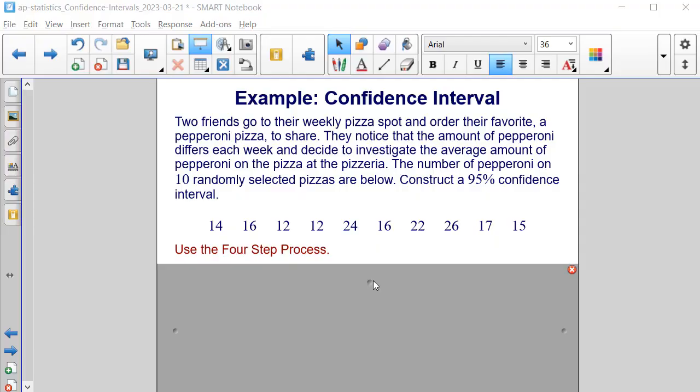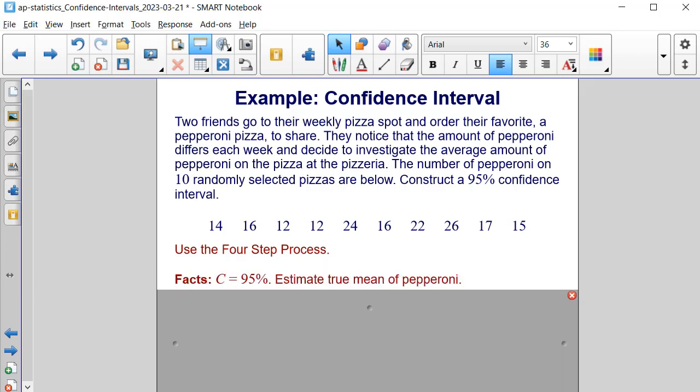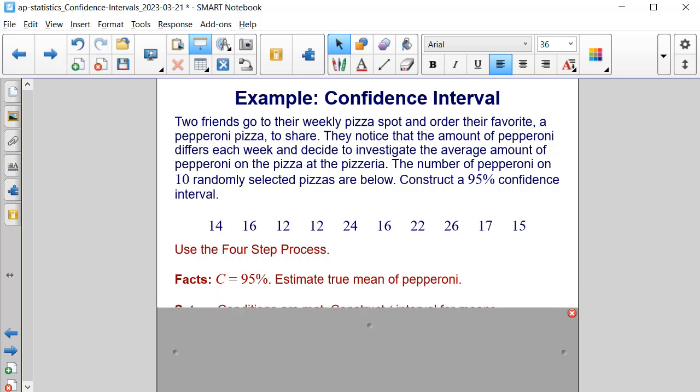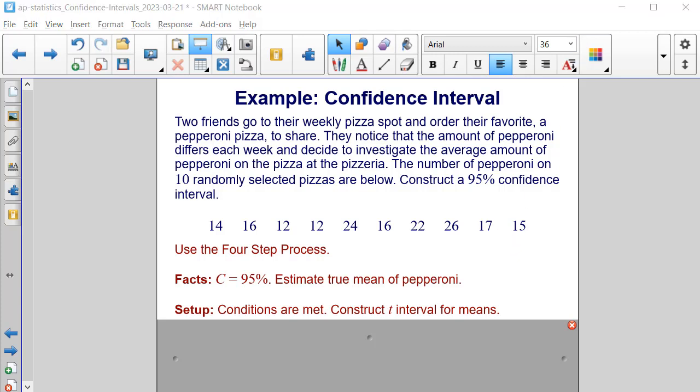Let's get started. We need to use the four-step process in order to solve this problem. The first step in that is for the facts, for F. We have a 95% confidence interval level, and we're going to estimate the true mean of the pepperoni in our problem. The next part of this process is the setup, to make sure that we have enough conditions. Well, we have our sample value. We can determine the degrees of freedom based on the number of data points that we have here in order to construct our t-interval for means.